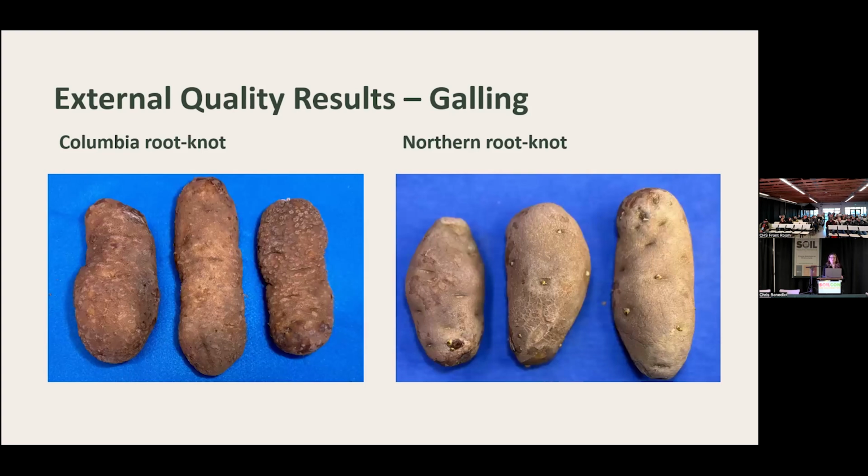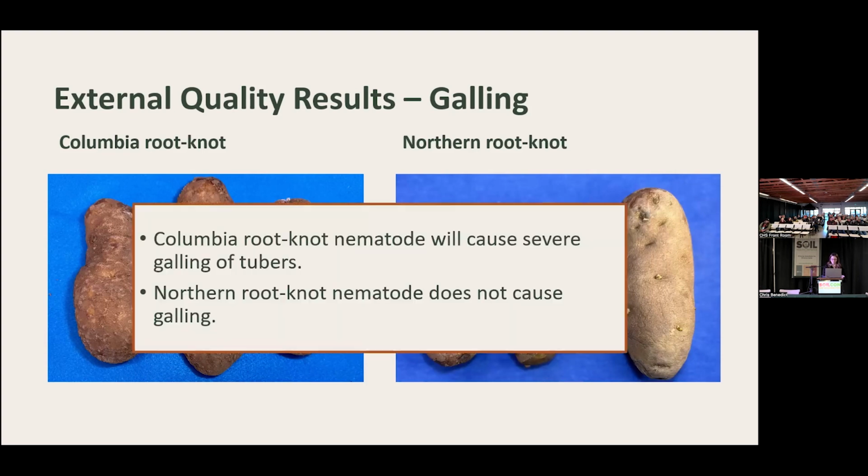And here I have a visual representation to show you what that looked like. These photos show 3 Ranger Russet tubers from that high inoculation density, so 200 eggs per cup of soil. We can see that there's lots of galling on the Columbia root knot tubers, but nothing on the northern ones. So we can say that the Columbia root knot nematode will cause severe galling of tubers when present, and northern root knot nematode won't.